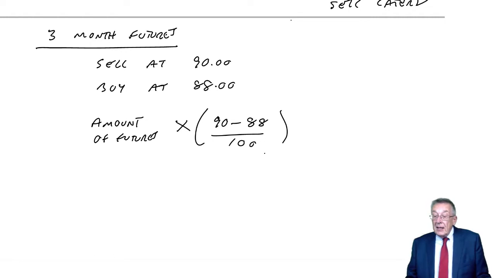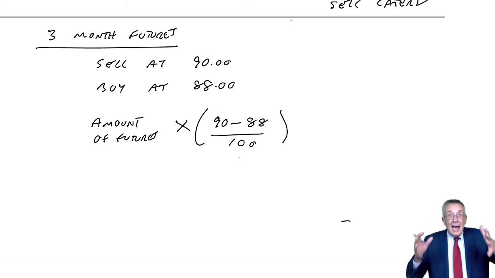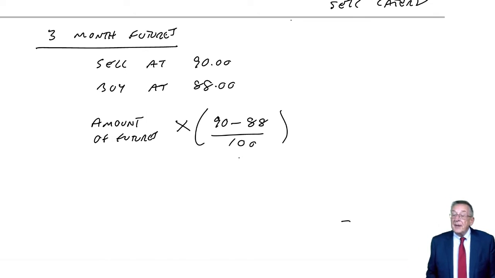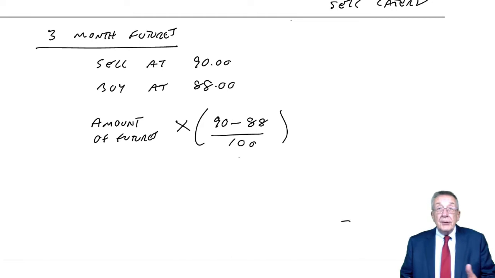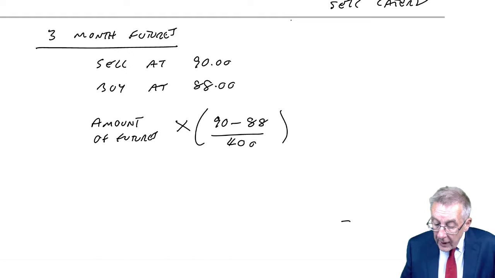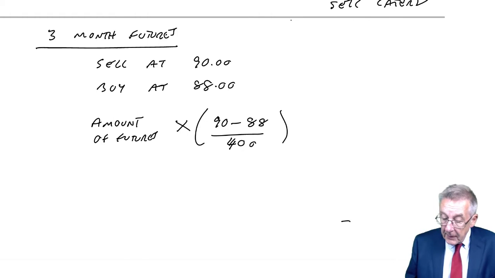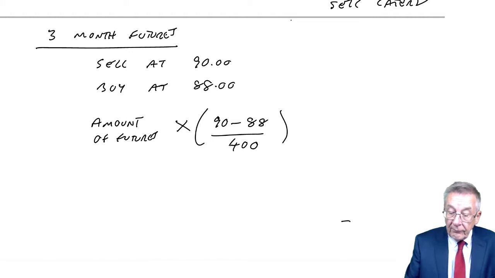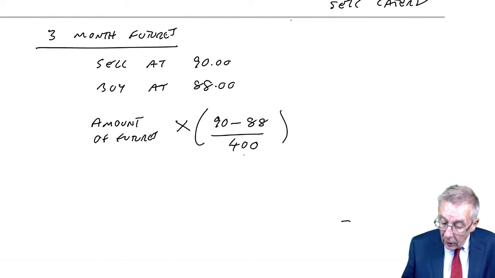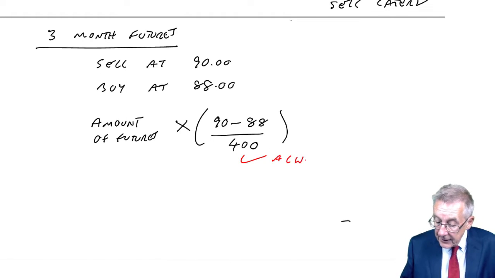And so 2 over 100 would be the profit on an annual basis. We calculate it as though it's for 3 months. For 3 months, out of 12, we divide by 4. We always divide by 400. It's always divided by 400.